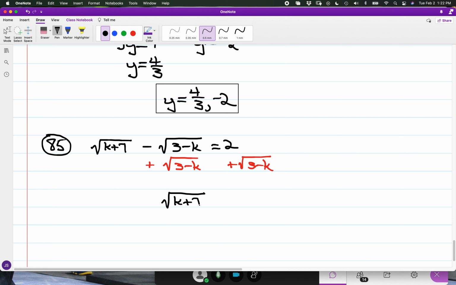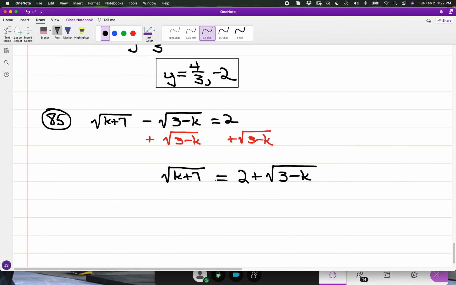I have by itself the square root of k plus 7, equal to 2 plus the square root of 3 minus k. Looking at what we have now, you have radical terms in the square roots apart from each other. Now I can free up k plus 7 from the radical by squaring both sides.